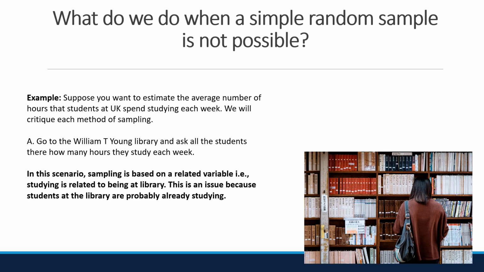Method A. Go to the William T. Young Library and ask all students there how many hours they study each week. In this scenario, sampling is based on a related variable, i.e. studying is related to being at the library. This is an issue because students at the library are probably already studying. In this case, if we were trying to estimate the average number of hours, we would be excluding those people who study 0 hours.